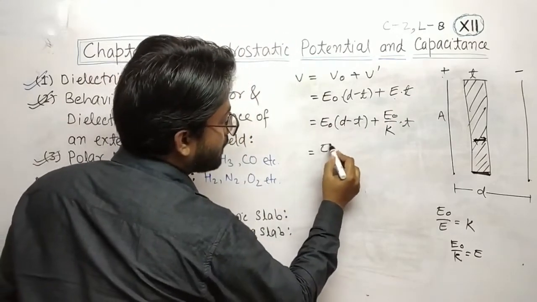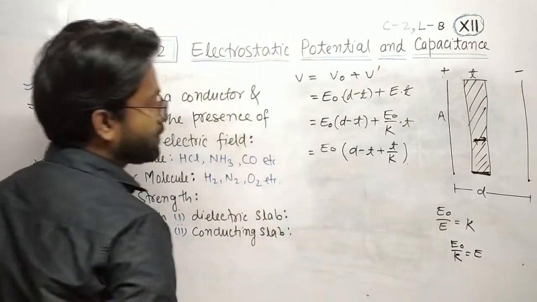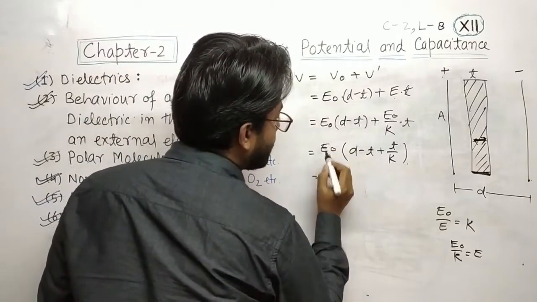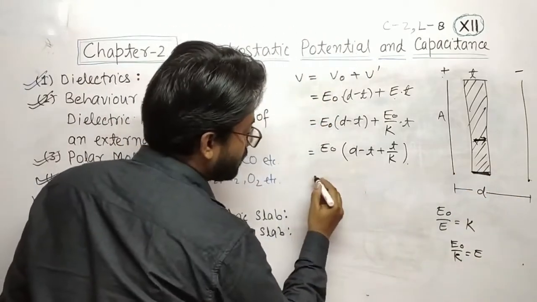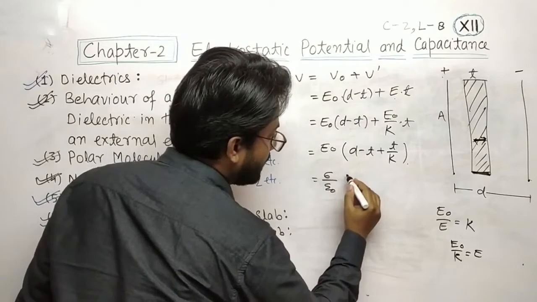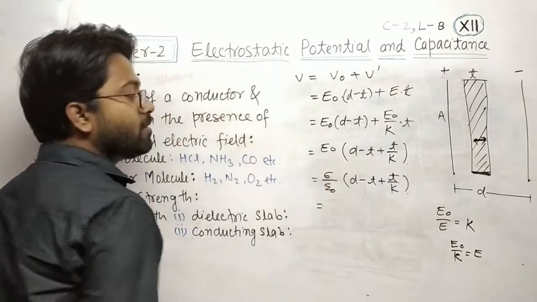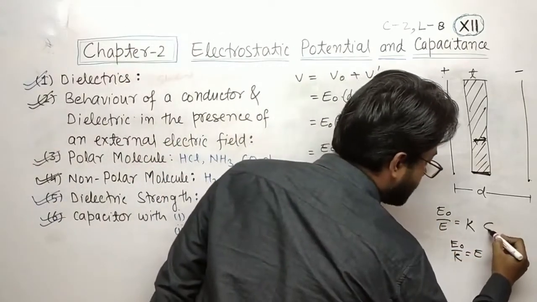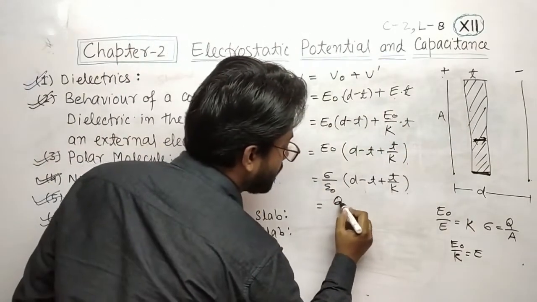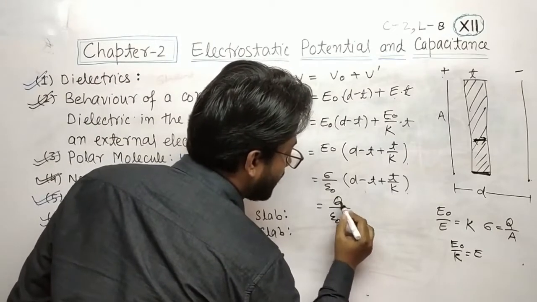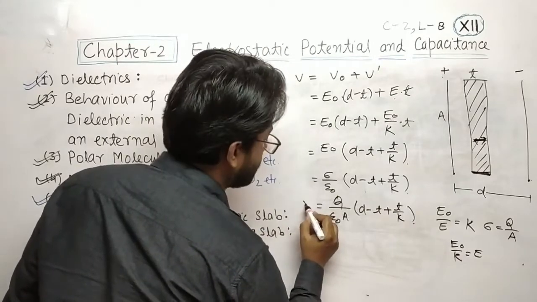We can take common E naught, D minus T plus T upon K. Again we can write E naught. E naught is the electric field of the plates, that is equal to sigma upon epsilon naught, D minus T plus T upon K. Sigma is the surface charge density, and surface charge density is Q upon area. We can write Q upon epsilon naught A. Q upon A is the sigma, and D minus T plus T upon K is equal to V.